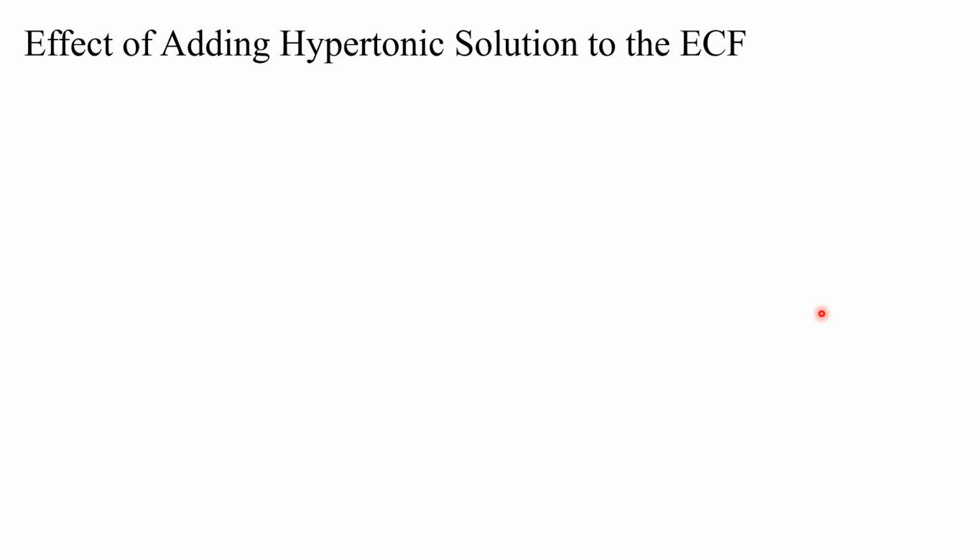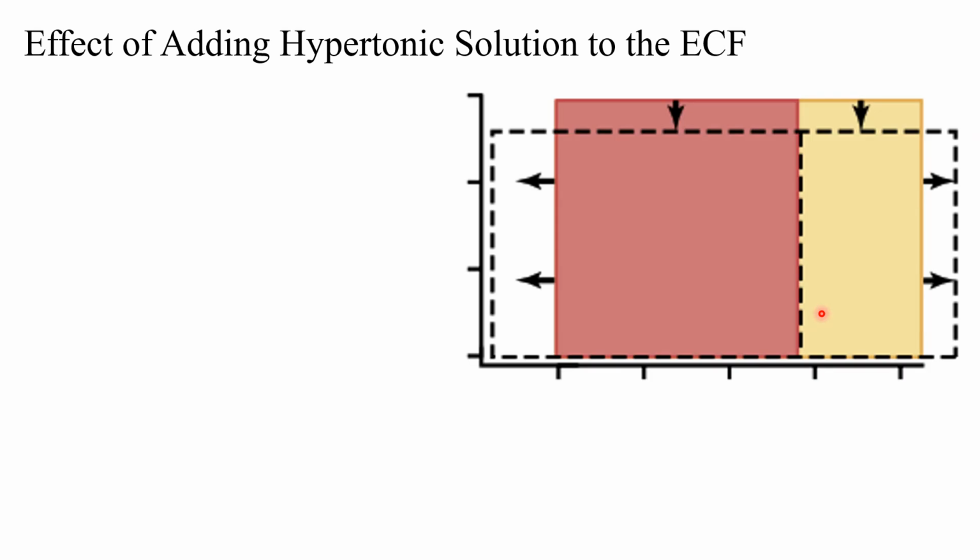Now another condition, the effect of adding hypertonic solution to the extracellular fluid. Follow. If someone is going into the ocean, he doesn't have another option. He or she is drinking salt water, which is highly salty, right? 0.9% is isotonic, but the salt in the ocean, I think, is 5-6%.